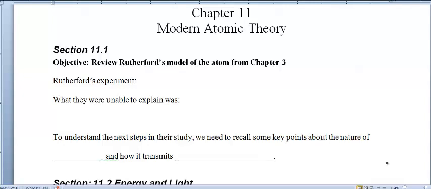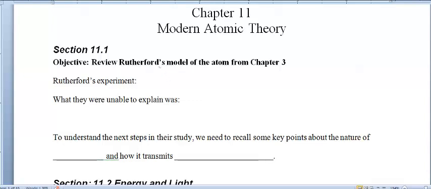Okay, welcome to Chapter 11, talking about modern atomic theory. This is probably going to be one of the more theoretical chapters that we will go through, but an understanding of this will help you to understand why atoms interact with other atoms the way that they do.